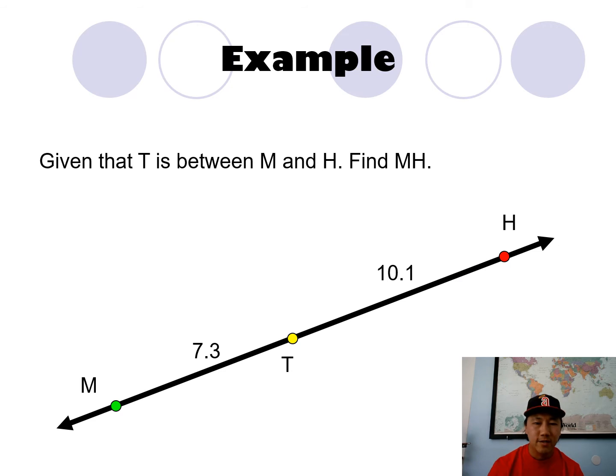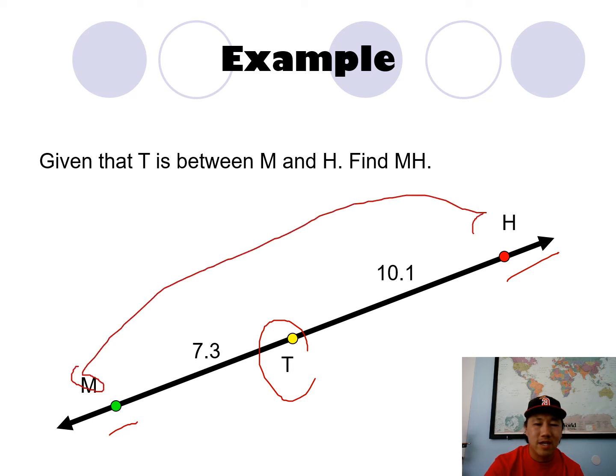Let's go ahead and do a fairly easy example. The question is, given that t is between m and h, so here's t, and it's between m and h, you have to find mh. You have to find m all the way to h.